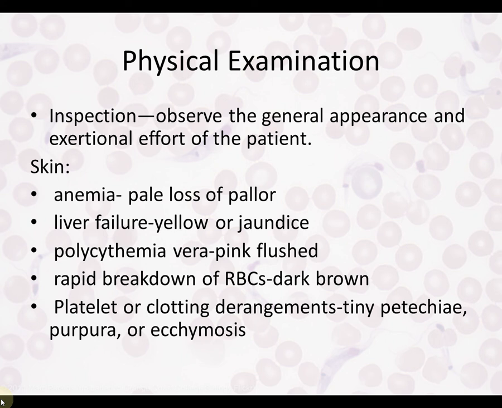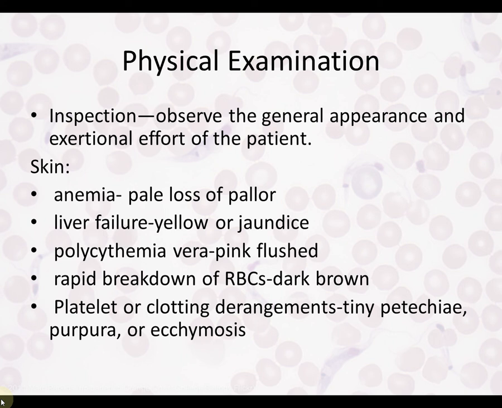Skin. Changes in skin color are often indicated with erythrocyte disorders, such as anemia. You're going to see some pale, there'll be loss of pallor. They'll have liver failure, you're going to see they're yellow or they're jaundice. When they have polycythemia vera, they're going to be pink and flushed. When they have a rapid breakdown of the red blood cells, you're going to see that they have a dark brown tint to their skin.